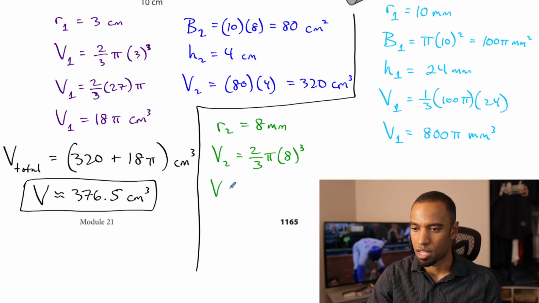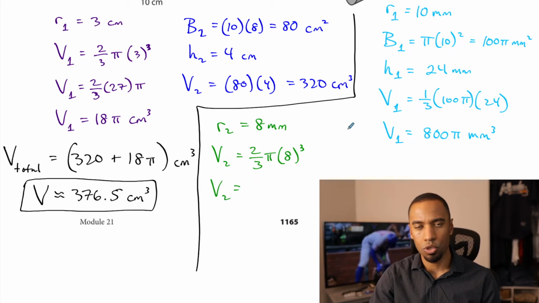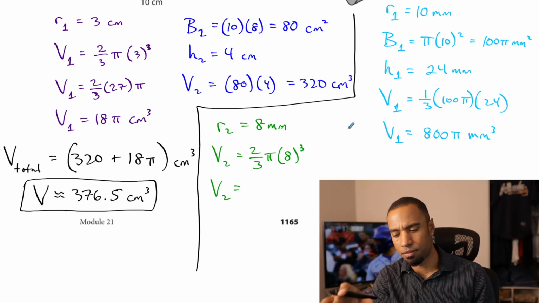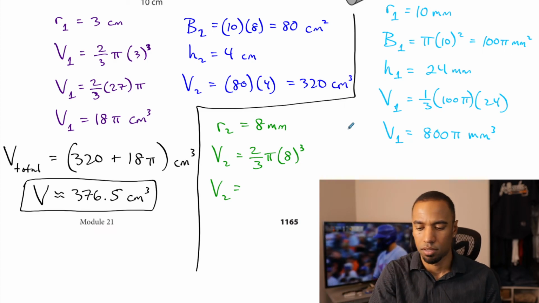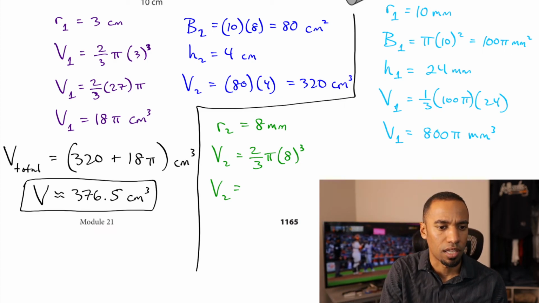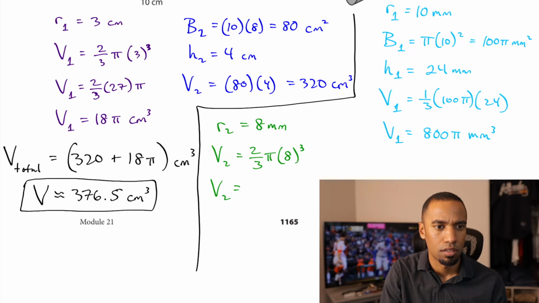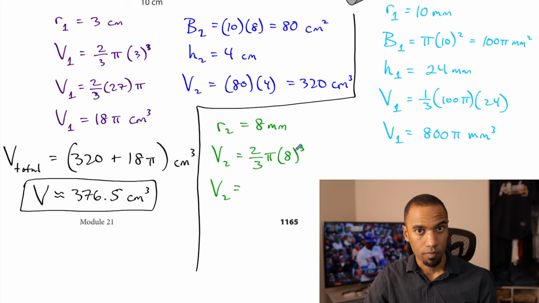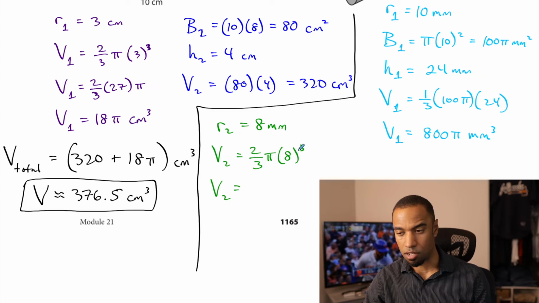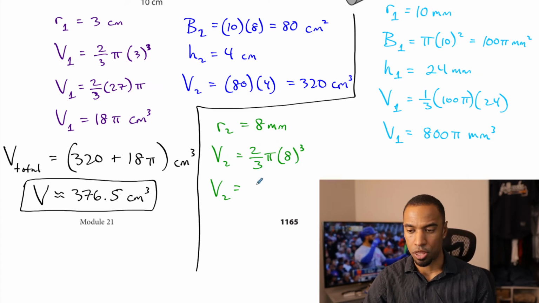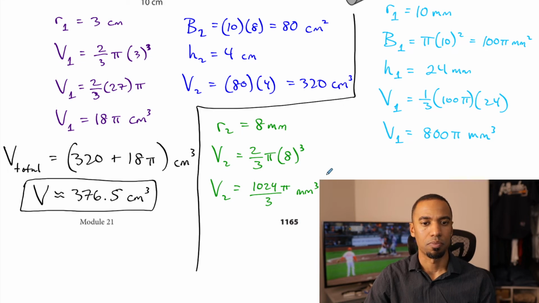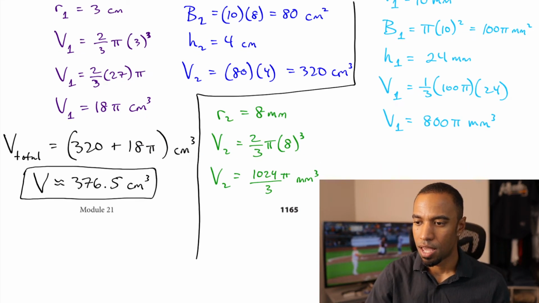See if I can do this in my head. 8 cubed is 64. I always forget some of these ones here. 512, I think. Let me check that. 8 to the 3rd. Yeah, 512. So 512 here. That is not divisible by 3, as 8 is not divisible by 3. We have to double 512, we get 1,024. So that's going to be 1,024 pi over 3 cubic millimeters. All right, that is the volume of the hemisphere.